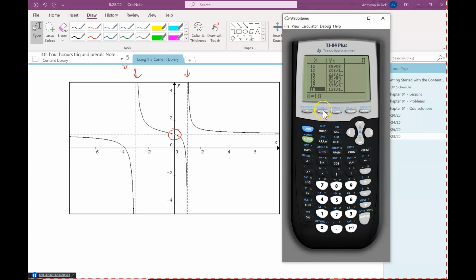Instead, if I press second in the window and open up the table set button, this first option, the table start, would allow me to skip to x equals 100, which is a pretty good deal, so I don't have to press the down arrow like 100 times. So when x is equal to 100, y is getting pretty darn close to 1. And as I continue further and further away, that y value is getting closer and closer to 1, right?